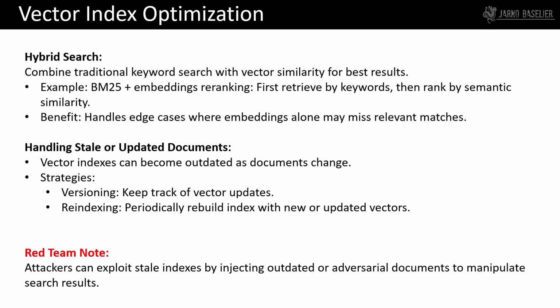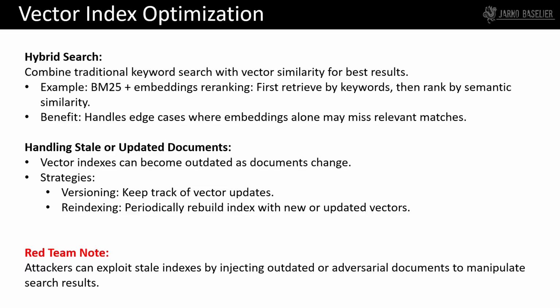Hybrid searches combine traditional keyword search with vector similarity for best results. As an example, BM25 plus embedding re-ranking. First retrieve by keywords and then rank by semantic similarity. As a benefit, it handles edge cases where embeddings alone may miss relevant matches.